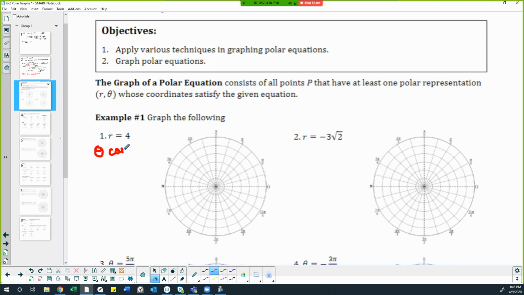Theta can be anything. That's exactly what it means. So it doesn't matter what the angle is. R is just 4. So pick an angle: 1, 2, 3, 4. R is 4. Pick another angle. R is 4. Pick another angle. R is 4. Doesn't matter what the angle is. R is 4. And we have a circle.